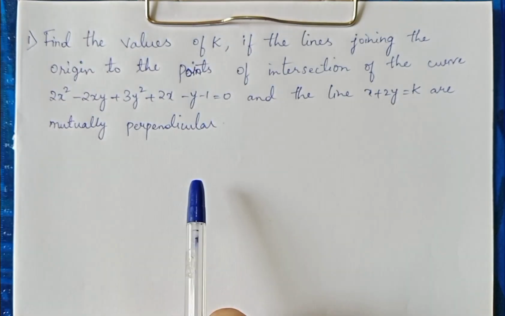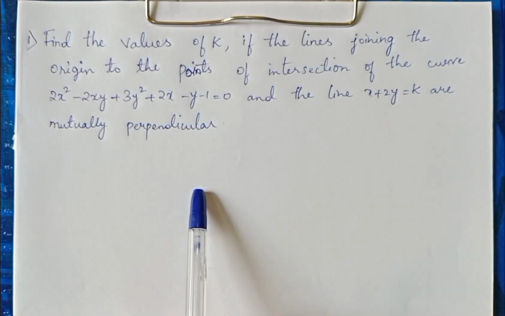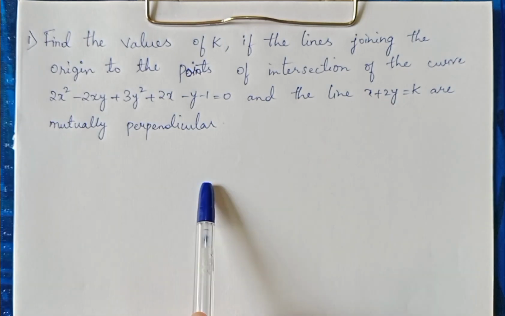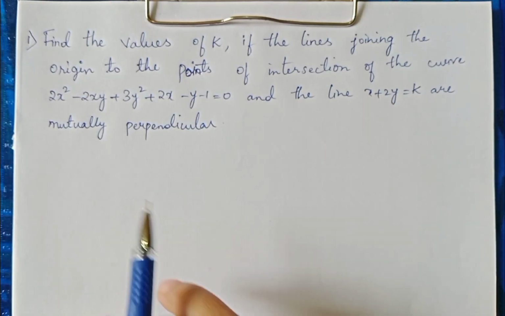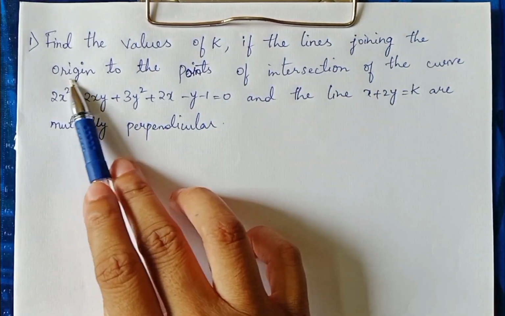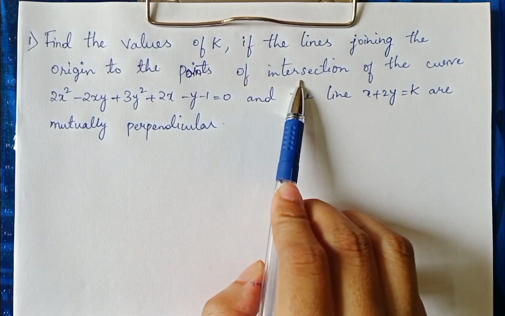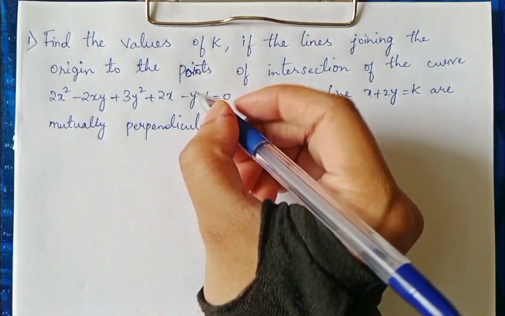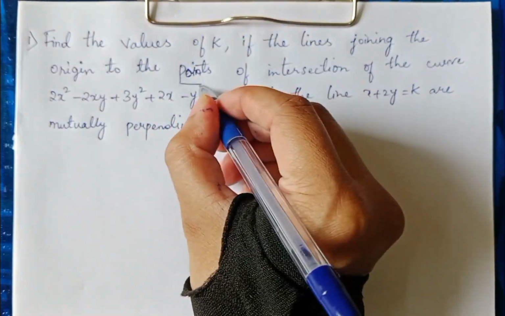So this is our next chapter, pair of straight lines. We have 7 marks questions in this chapter. The first question is, find the values of k if the lines joining the origin to the point of intersection of the curve. This is the keyword of our problem.